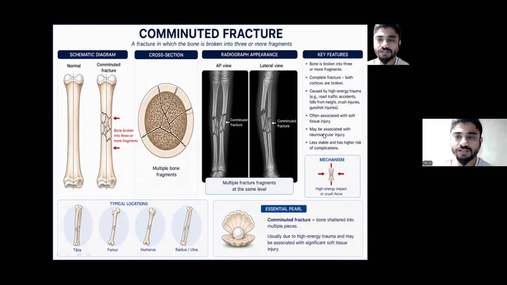Less stable and has higher risk of complications. Typical locations: mid portion of tibia, fibula, femur, humerus, and radius and ulna. So the bone is actually shattered into multiple pieces. That is how you are going to remember comminuted fracture.